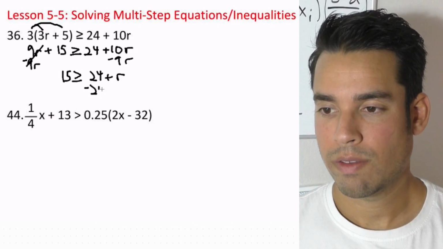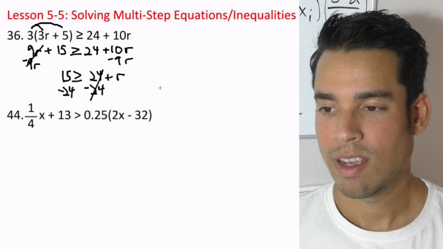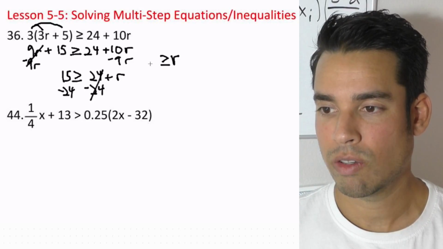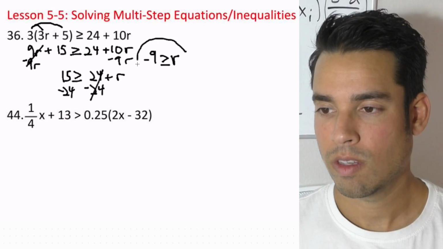Now let's subtract 24 from both sides. We got to keep isolating. These guys go away. What's 15 plus negative 24? That is negative 9. So r is less than or equal to negative 9. Make sure I'm doing that right. 15 to 24, yes, negative 9. There's your answer for that guy.